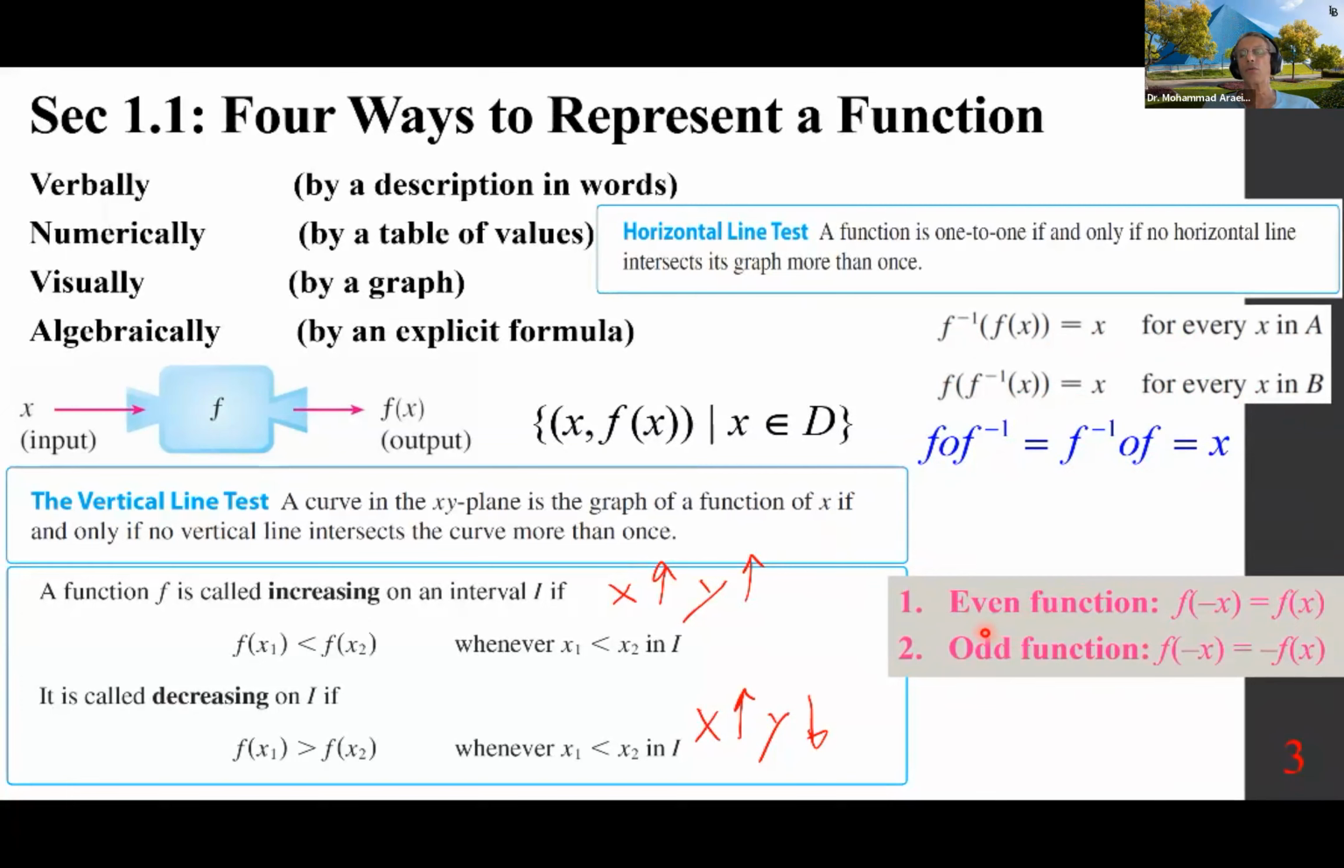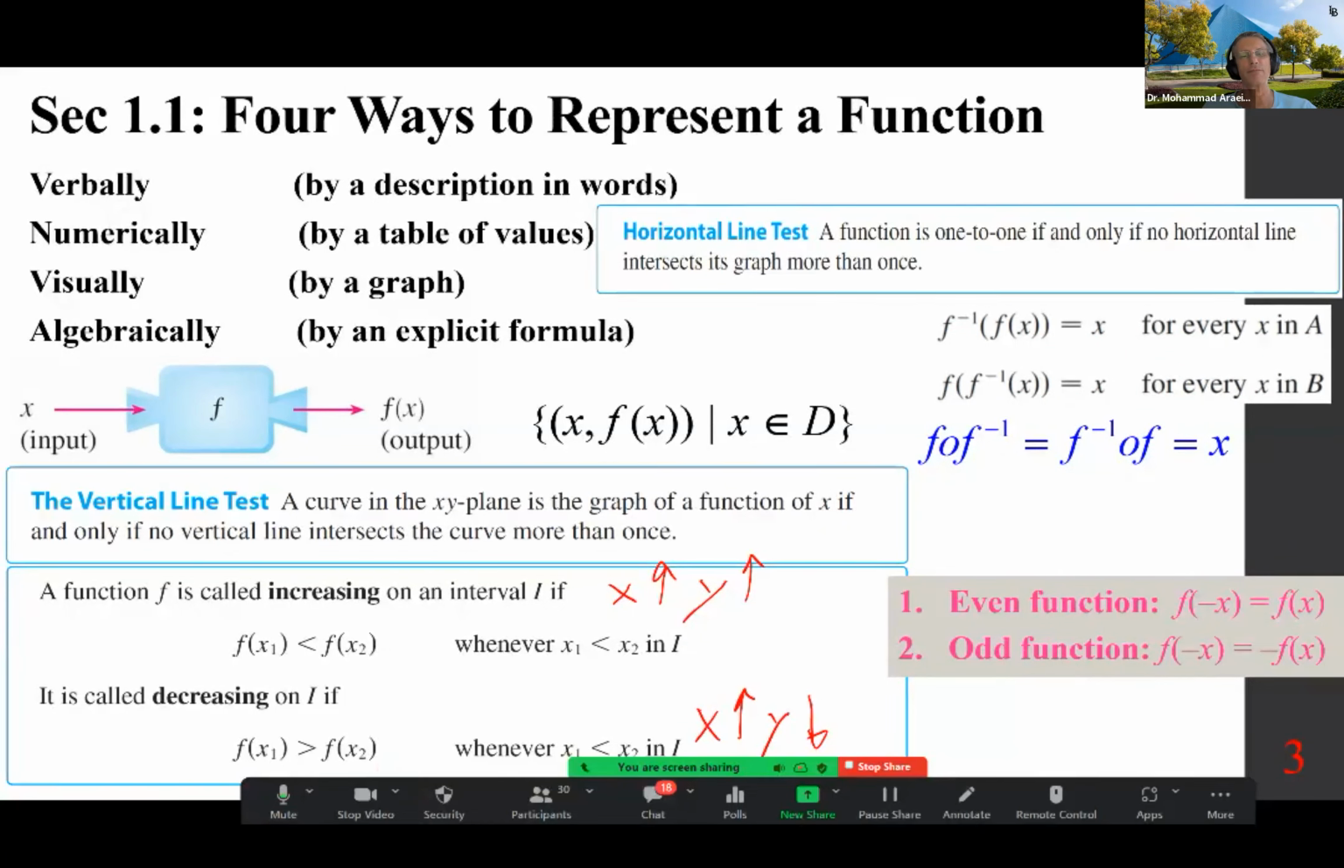And also, what are even functions? By definition, f of minus x equals f of x. Odd function, f of minus x is minus f of x. So that's by definition, everybody.